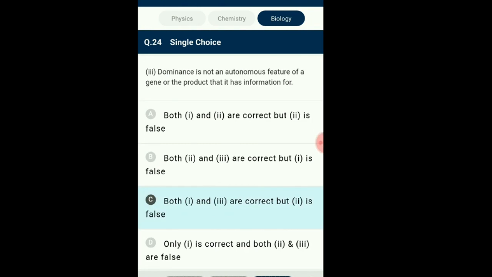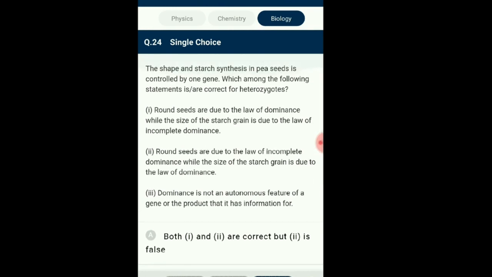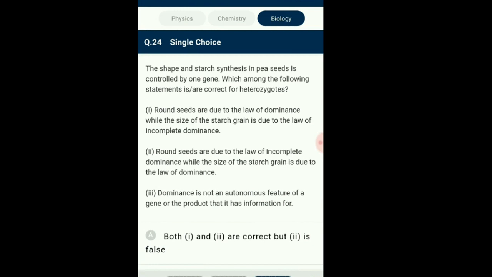Both the first statement and third statement are correct, but the second is false. So from the given three statements, the first and third statements are correct, and the second statement is wrongly given.